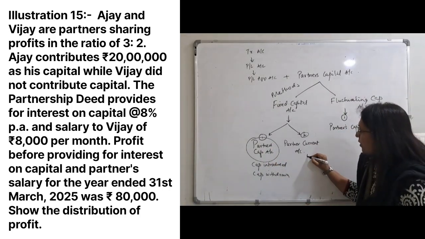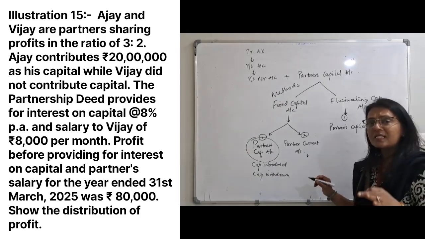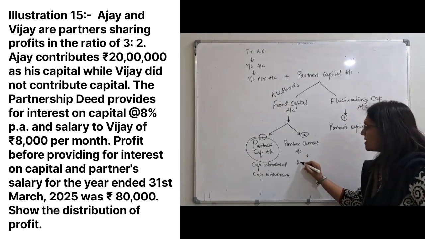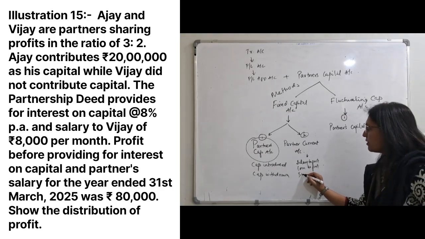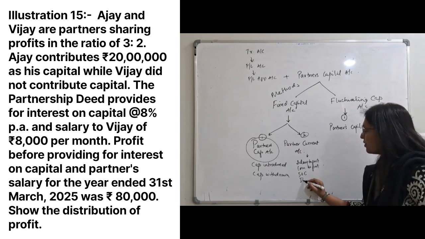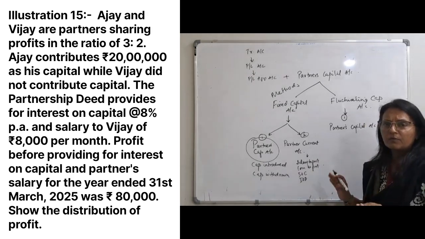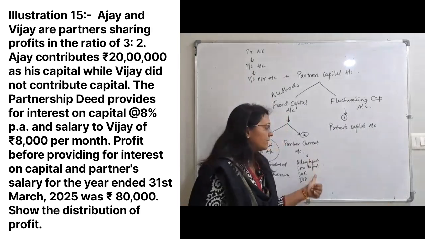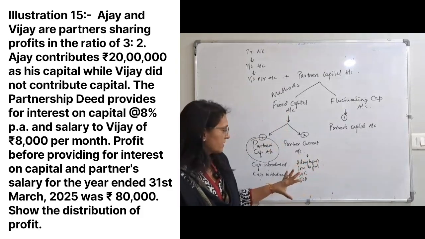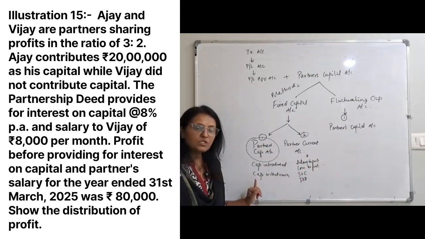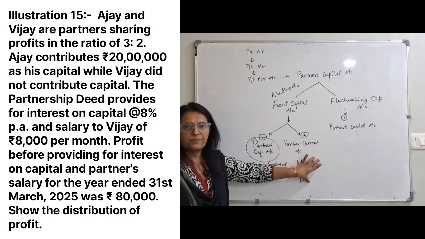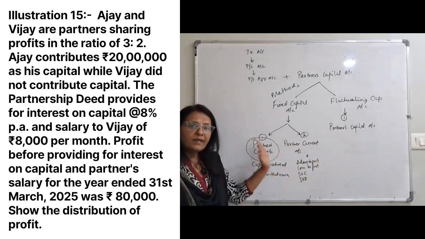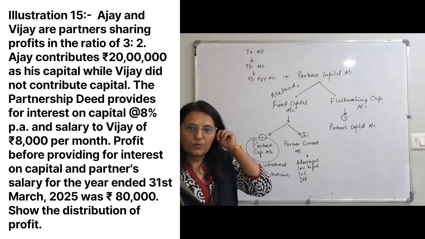If you have taken out the money from the capital, it will be shown in this account. What are we going to show in the current account? Salary to partner will be shown. Commission to partner will be shown. Interest on capital, interest on drawings, all this will be in the current account. Nowhere will we show the capital introduced over here. So here only how much capital you got, how much capital you have withdrawn. Here, all the other things. Rest all things will be in the partner's current account.